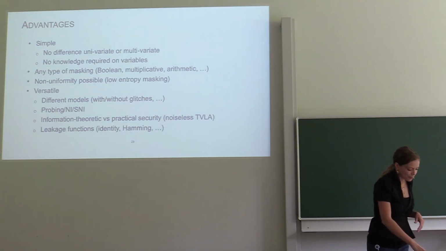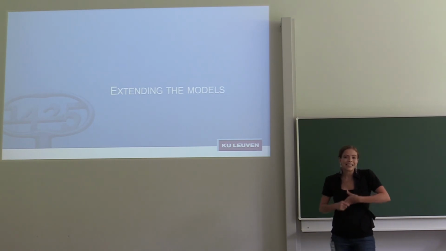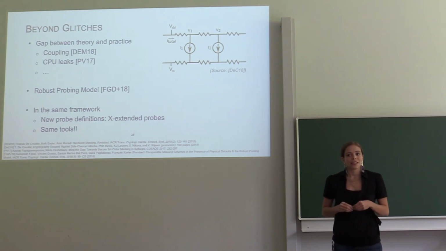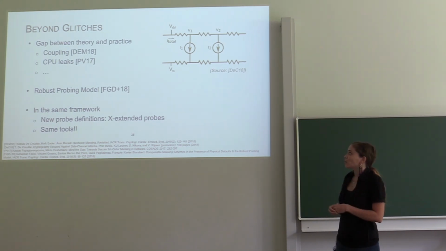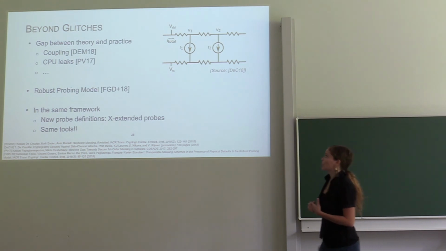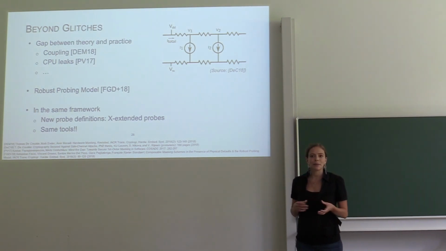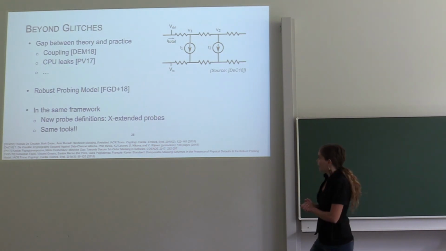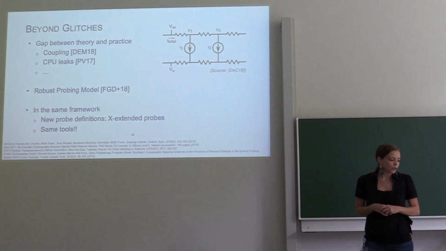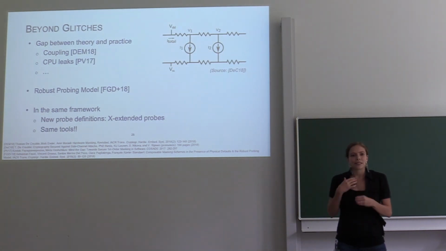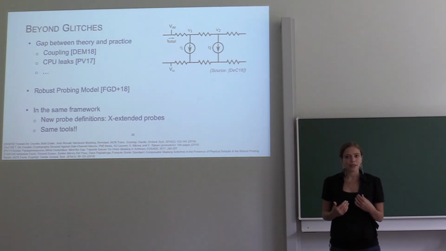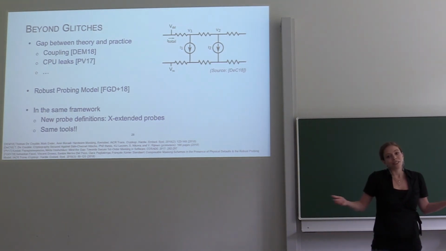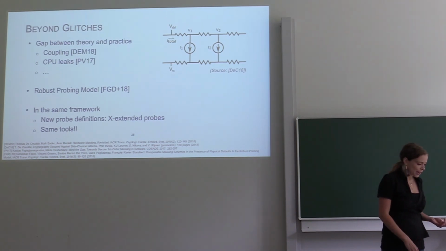And then finally, we could start extending our models. So lately, it has become clear that there is a gap between theory and practice. Last year at CHES, Thomas De Cnudde presented a work about coupling, which basically meant that the independent leakage assumption does not always hold. Another thing is that there are a lot of works that talk about the leakages introduced by a CPU in software masking. And basically what these examples show us is that our theory is incomplete because it doesn't correspond to reality.